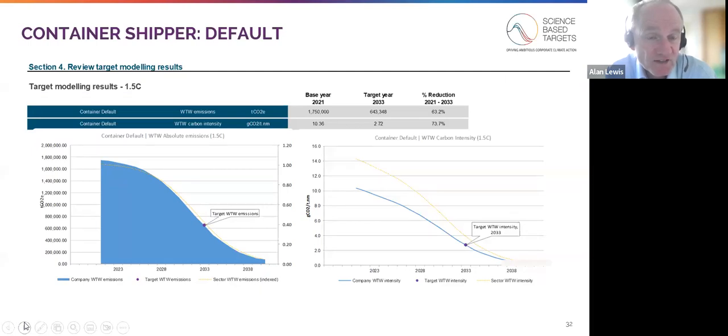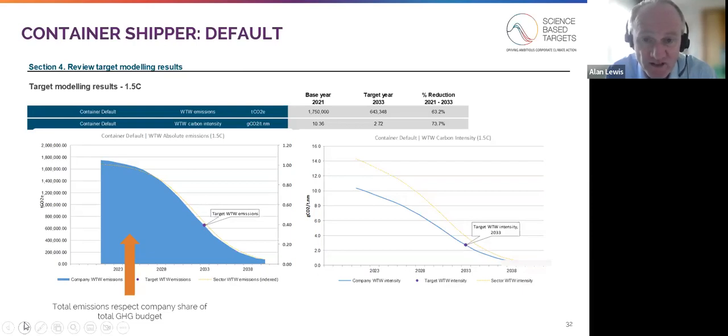the container transport with the cargo owner using the default scenario. This is the example of the 1.5 degree trajectory that corresponds to the input data shown a couple of slides ago. And basically you can pick out that for the total emissions on a well-to-well basis, which is the blue curve on the left-hand graph, you can see that the total emissions are very much in line with that company's share of the total greenhouse gas budget.